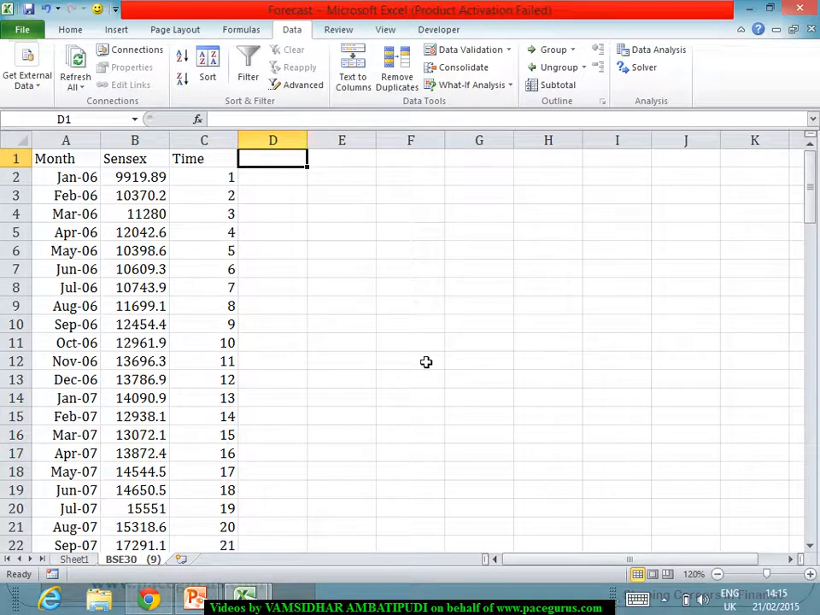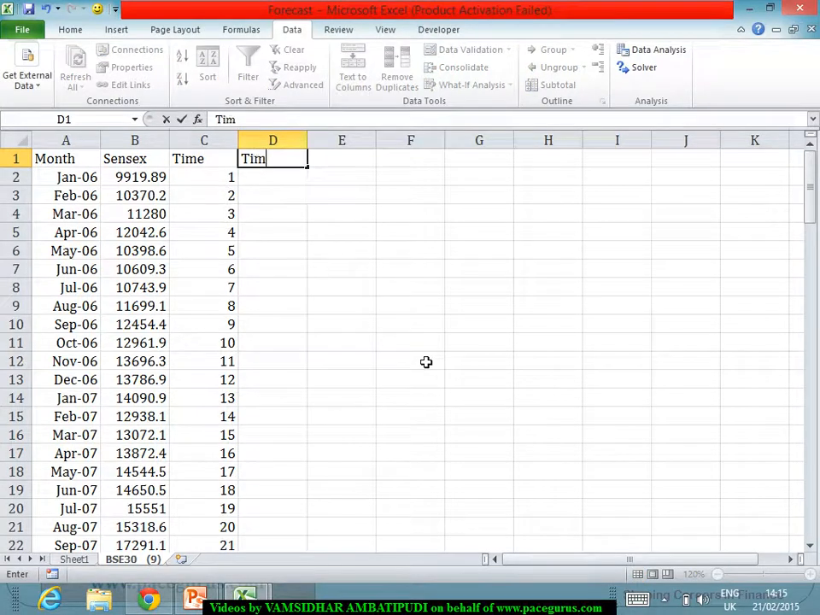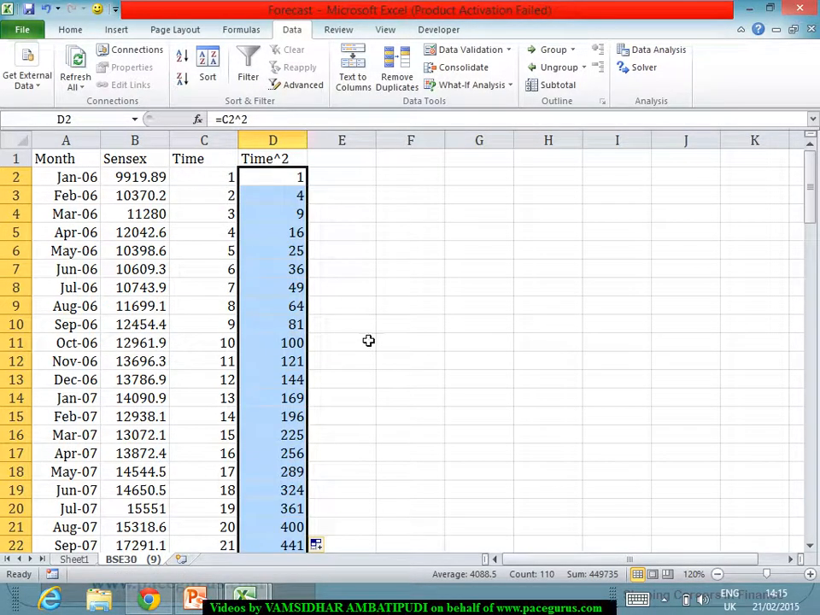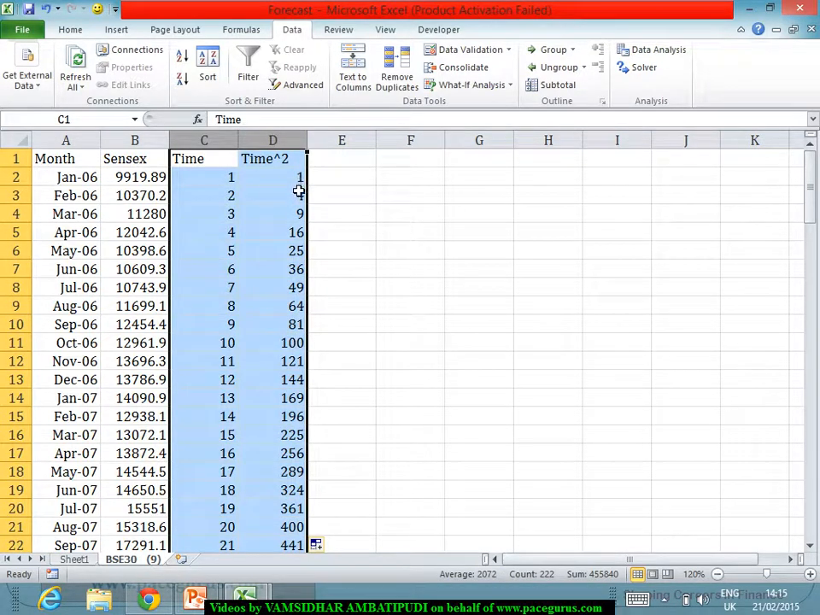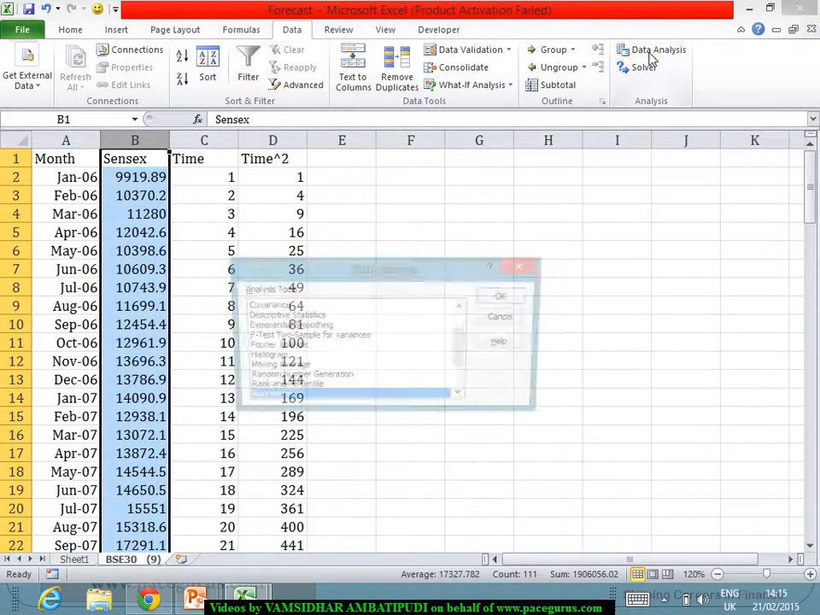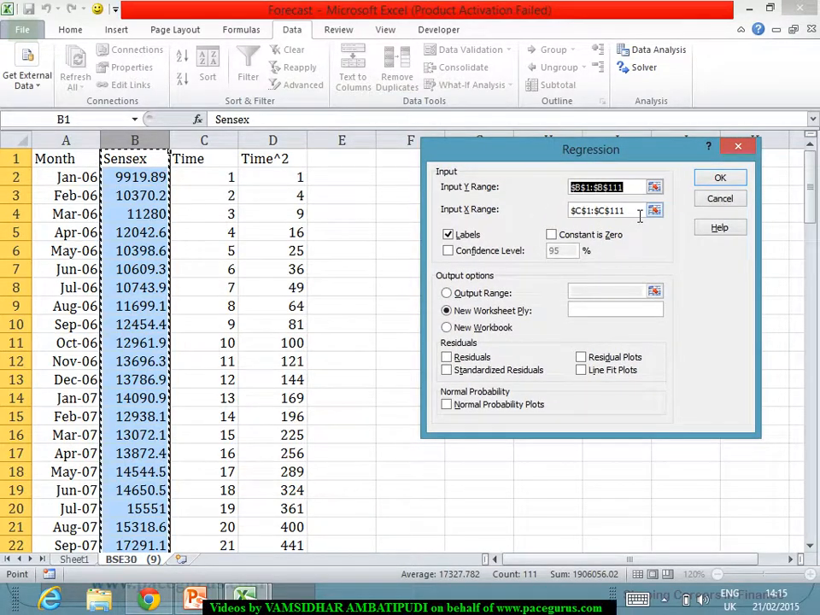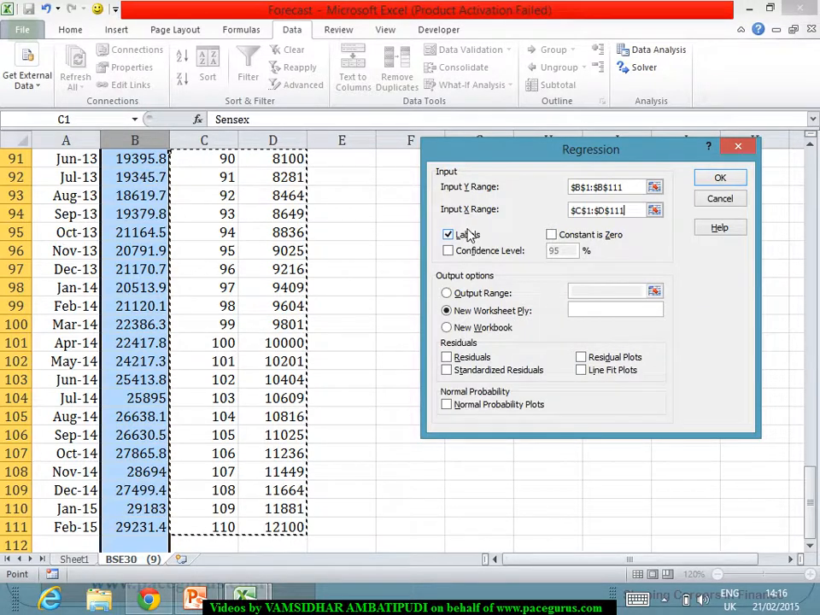Whereas I could even try out a quadratic trend kind of a model, right? In a quadratic trend, I would also look out for a time squared, right? I'll take out this time squared. This time I'll try out the regression using these two as the independent variables, and this as the dependent variable, and see if there is much improvement in the estimate by any chance. So here, instead of taking only this as the independent variable, I'll select these two columns as the independent variable.